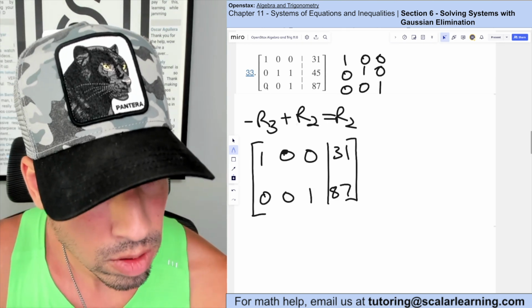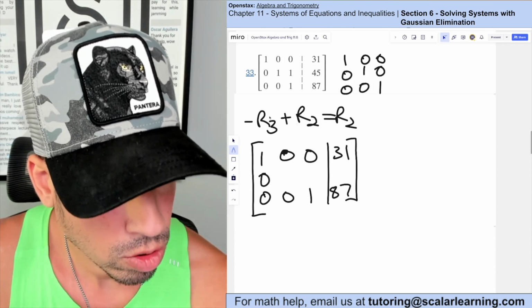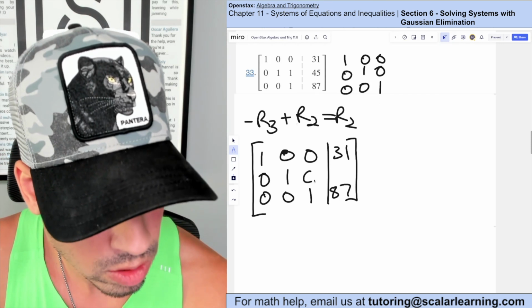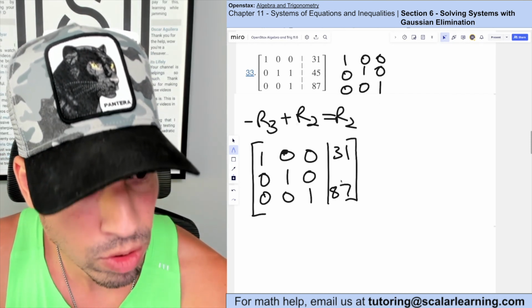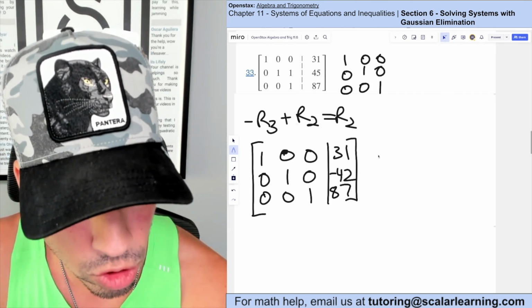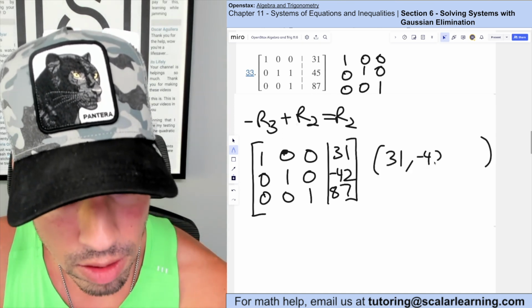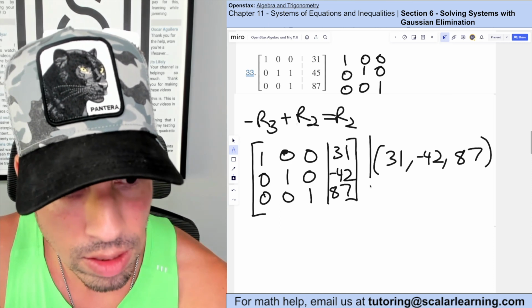So let's write that out. Negative times 0 is 0, plus 0 is 0. Negative times 0 is 0, plus 1 is 1. Negative 1 plus 1 is 0. And negative 87 plus 45 is negative 42. So those are the three solutions. X is 31. Y is negative 42. Z is 87. That's how you do it.